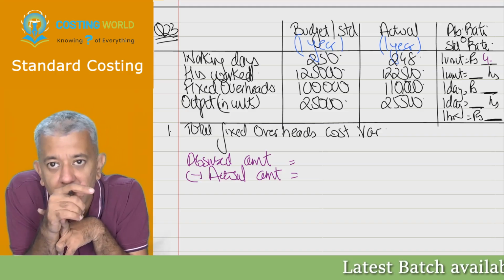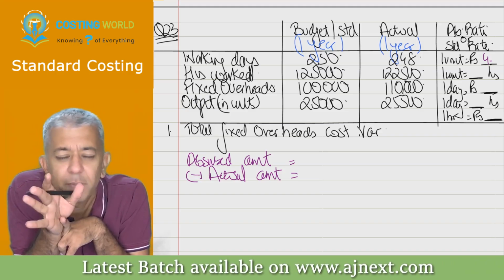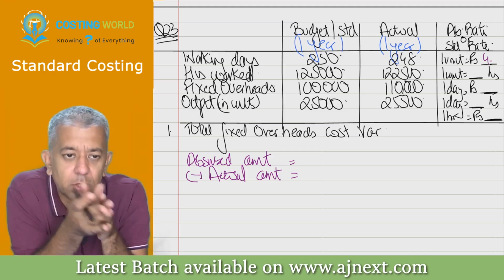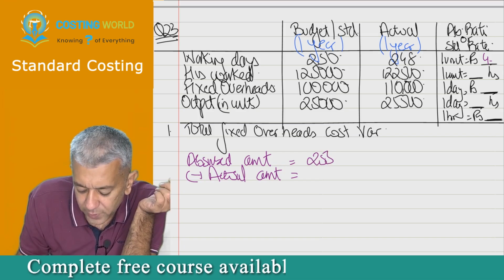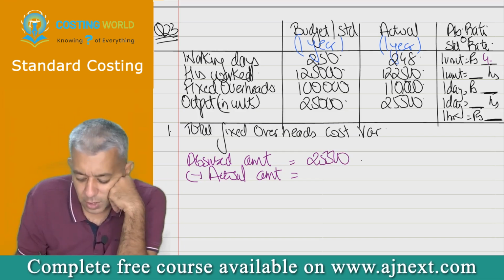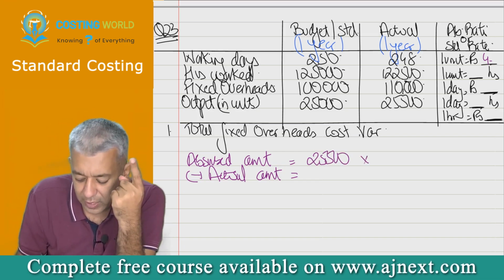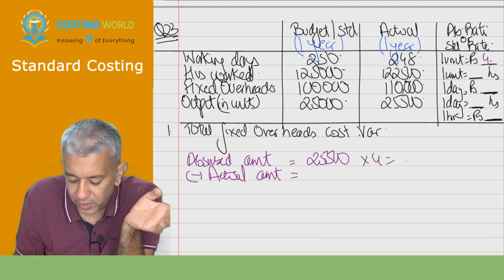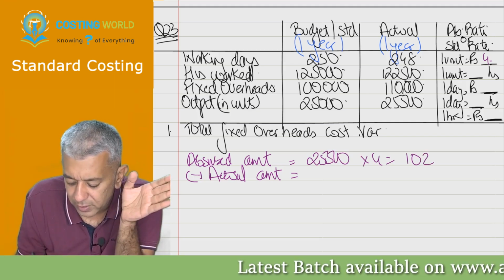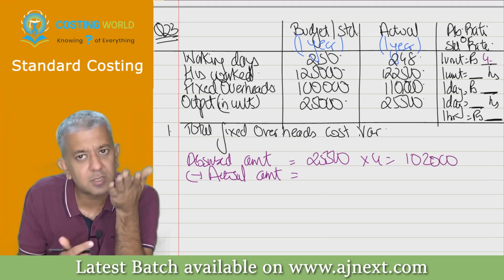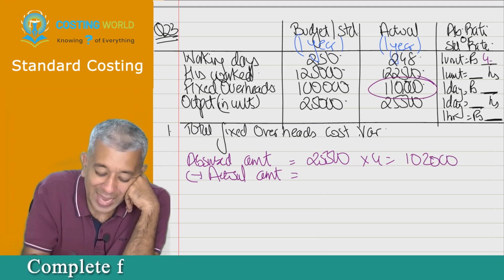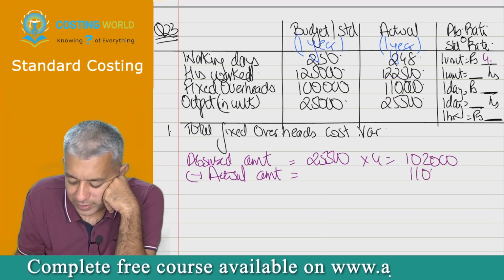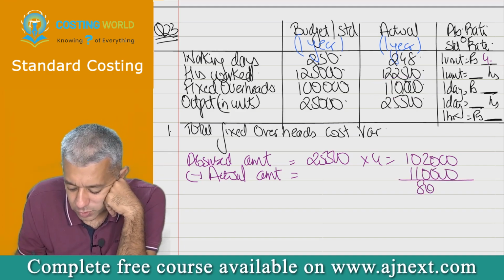25,000. But I am not interested in that. Absorption costing works whenever you actually produce. So in reality, how much have I produced here? 25,500. Whenever I produce 1 unit, I absorb rupees 4. So 25,500 into 4 will be nothing but 1,02,000. This is the absorbed amount. But in reality, actual overheads incurred were 1,10,000. Job is done, 8,000 rupees.